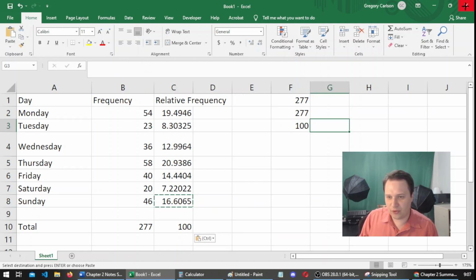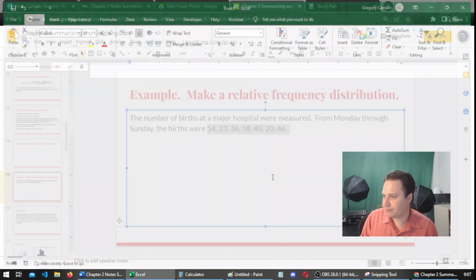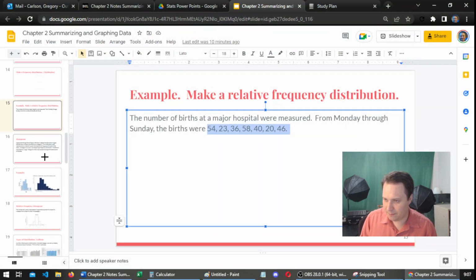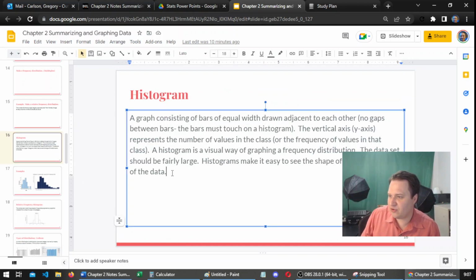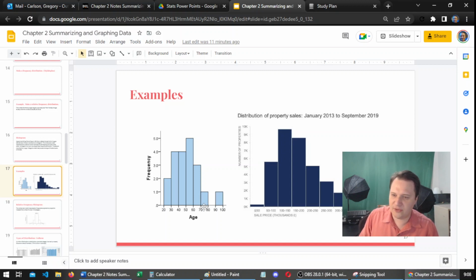All right, so that's your first introduction lesson to Excel and how to make a frequency table. Let's keep pushing ahead. Here's a histogram. A histogram is another way of representing data. It's basically the same thing as a frequency distribution, except that we use bars to represent the heights of the frequencies of everything. And so it's a visual way of showing frequency data. It's helpful if your data set is large. And what's nice about histograms is that you can see how the data is distributed.